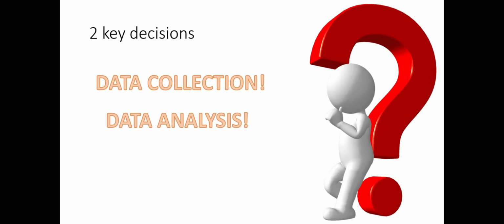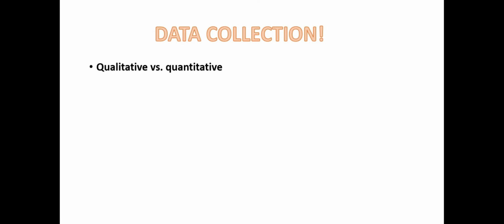When planning your research methods, there are two key decisions that you will make. First, decide how you will collect the data. Second, decide how you will analyze the data. Now, let's discuss data collection and how it affects your methods in research.